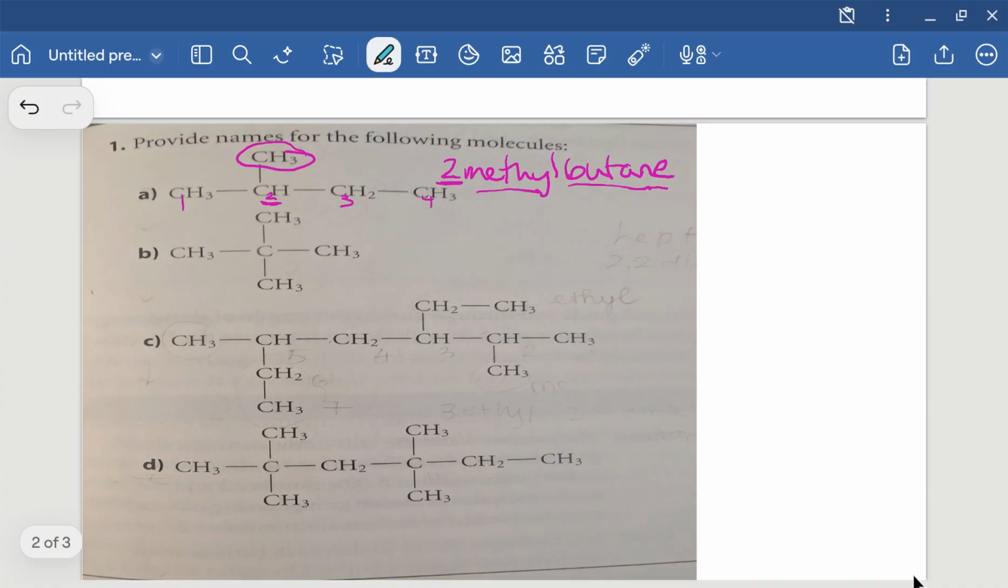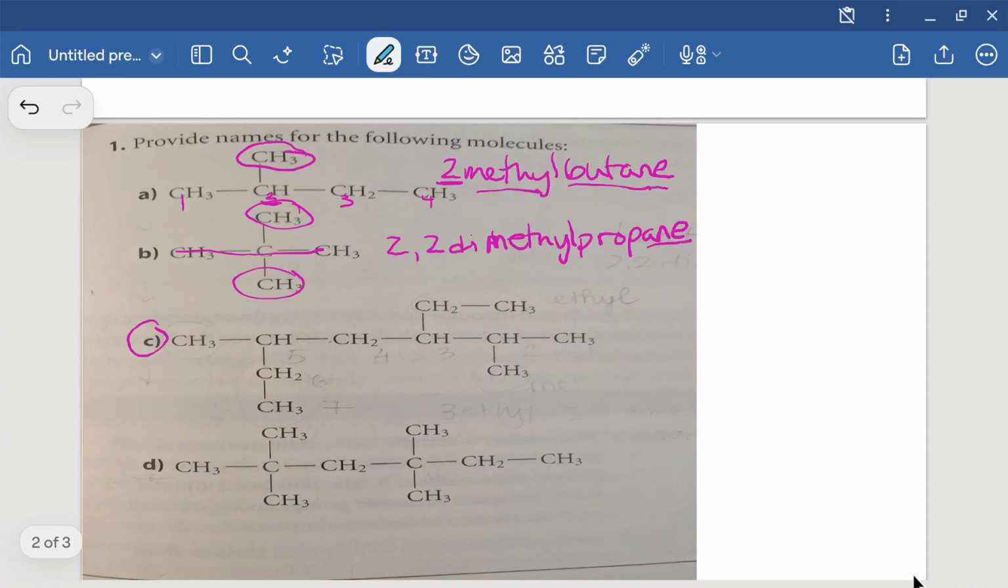The next one in here, going over, again, longest chain possible. It wouldn't matter which way you went. There's 3 in the longest chain. And on carbon 2 is where you find both of those methyl groups. So this would be 2,2-dimethyl, because there's 2 of them. And then 3 would be prop, so propane. ANE for all single bonds.